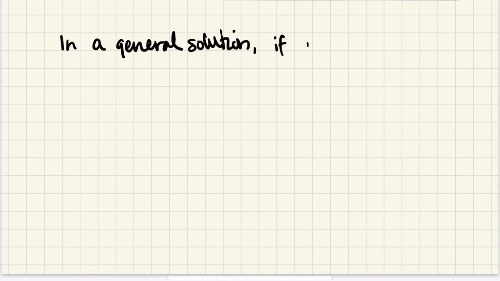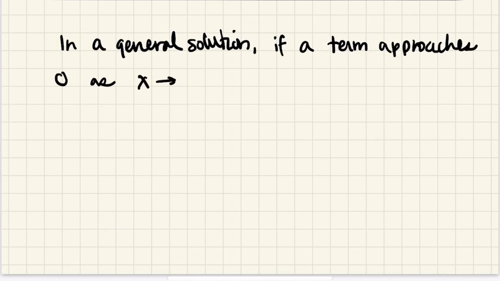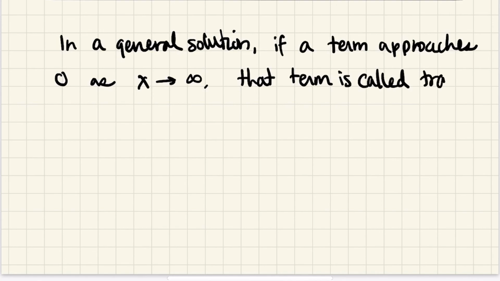if a term approaches 0 as x, or the independent variable, approaches infinity, that term is called transient. Okay, and they have a name because they have a role. And that role is actually that they become unimportant, meaning they don't affect the long-term behavior of the solution.